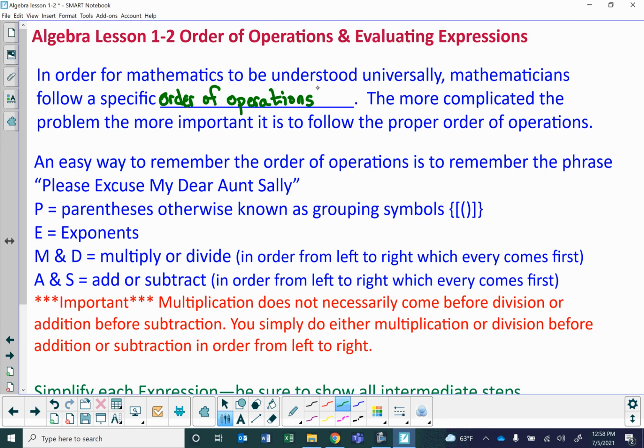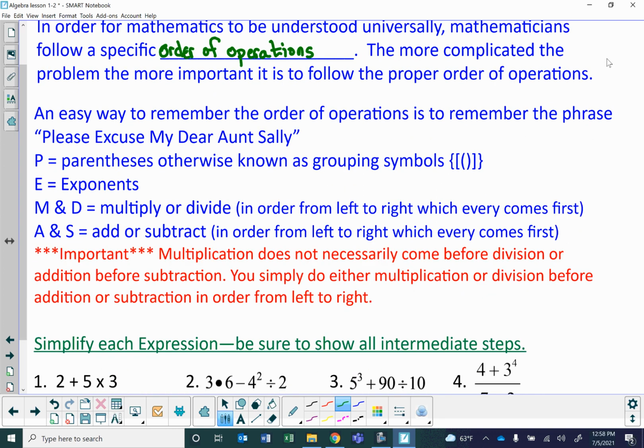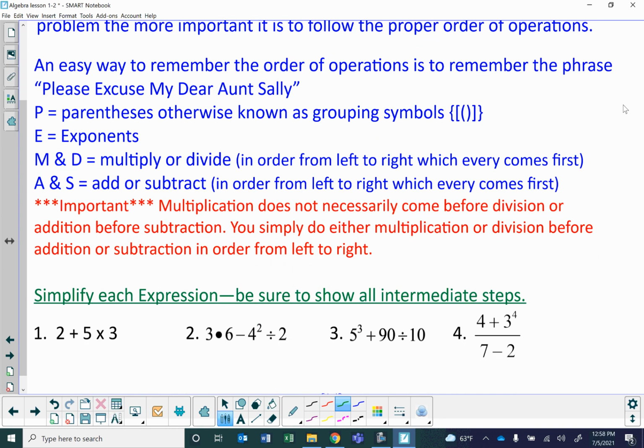So the more complicated the problem is, the more important it is to follow the proper order of operations. Now, you've probably heard of the phrase, please excuse my dear Aunt Sally, which is a great phrase for learning and understanding the order of operations as long as you understand some really important things. P is pretty easy. P means parentheses, otherwise known as any type of grouping symbol. That would be a bracket, a brace, or a parenthesis. Sometimes also a fraction bar is a grouping symbol.